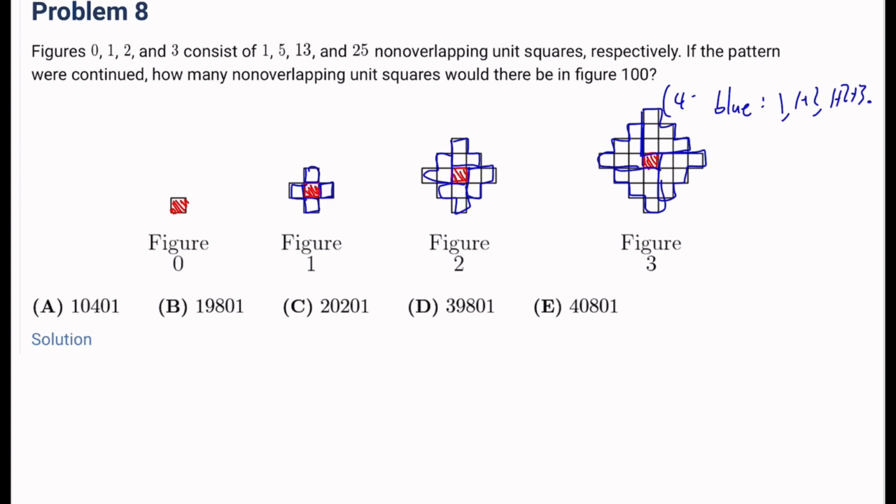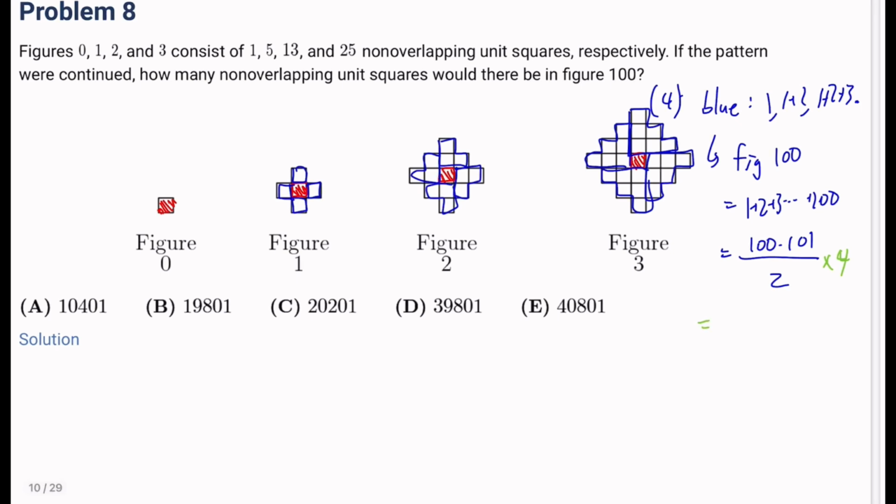So it asks how many non-overlapping unit squares would there be in figure 100. Figure 1 had 1, figure 2 had 1 plus 2, figure 3 had 1 plus 2 plus 3, right? And so figure 100 would have 1 plus 2 plus 3 all the way to 100. So this is 100 times 101 over 2, right? But then we have 4 of these, so we just have to multiply by 4. And so this is 2 times 100 times 101, so this is 20200, right? And then we just have to add this 1 in the center. So plus 1, this equals 20201.